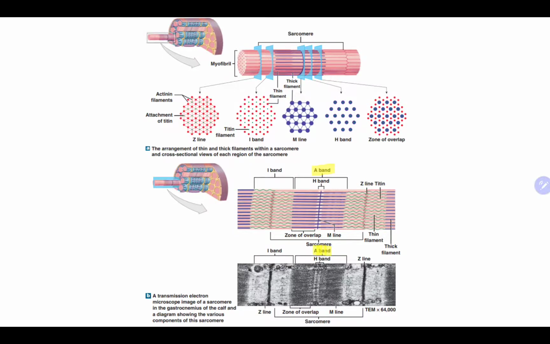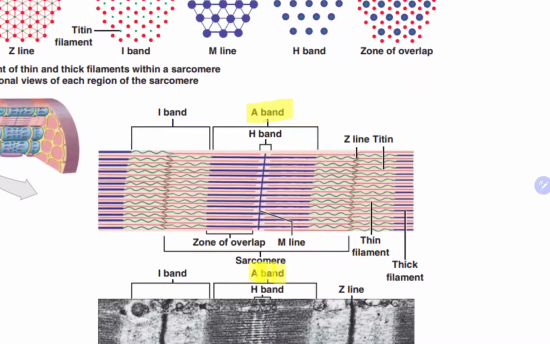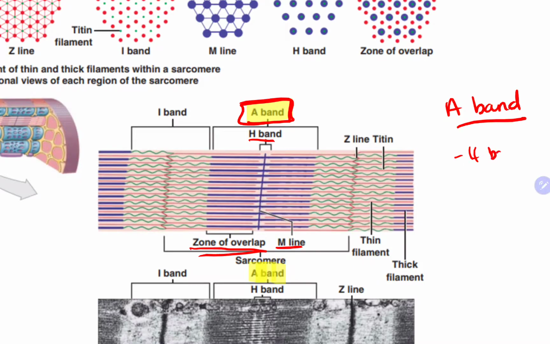When we're looking at a sarcomere specifically, I want you to remember this A band. What is this A band going to consist of? This A band is going to consist of the H band. It's going to consist of the M line, and it's also going to consist of the zone of overlap. Okay, so remember that with the A band: the H band, M line, and zone of overlap. Remember that for the A band.